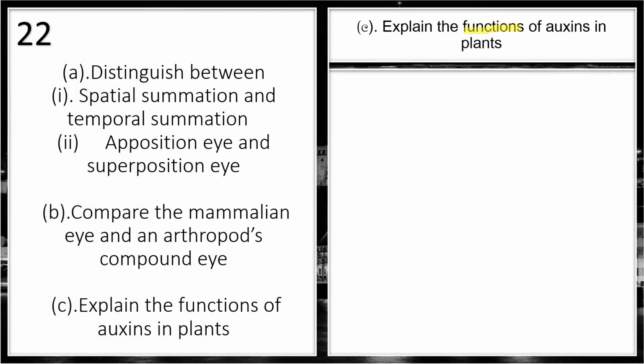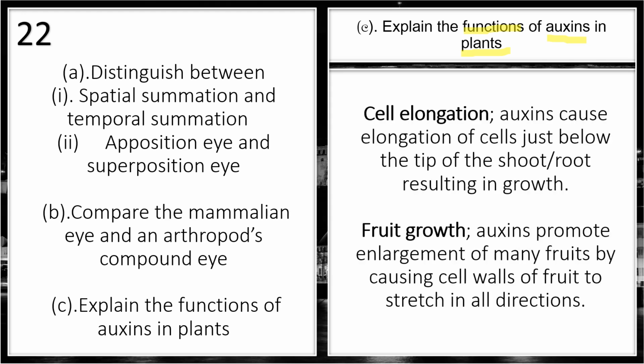Explain the functions of auxins in plants. Part C. Cell elongation. Auxins cause elongation of cells just below the tip of the shoot or root, resulting in growth.